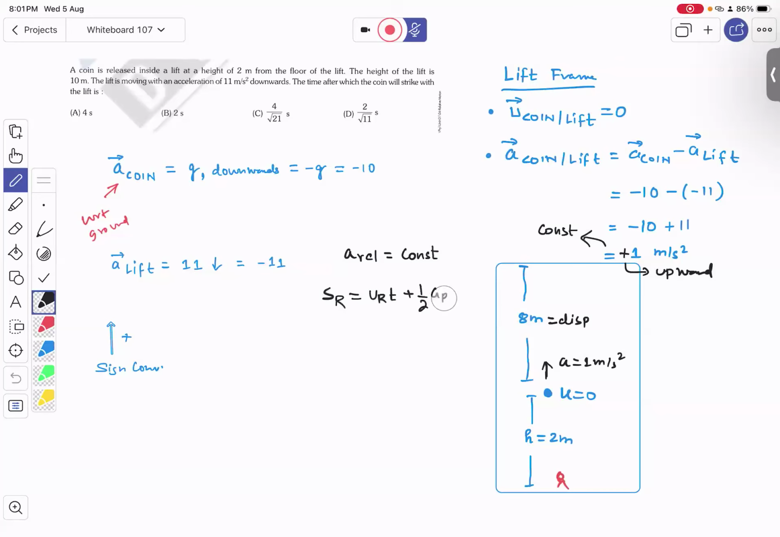Here I am going to use the relative quantities: S relative is the displacement of the coin with respect to the lift. That's going to be equal to the initial velocity of the coin with respect to the lift into t plus half the acceleration of the coin with respect to the lift into t square.